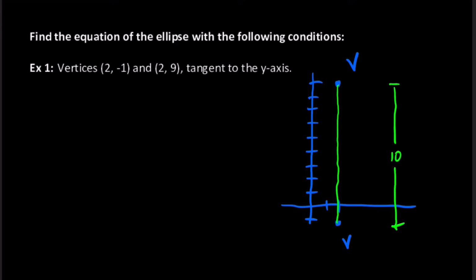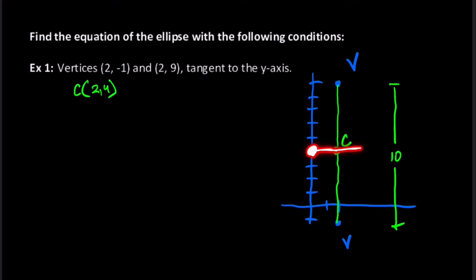So to find my center, I just need to go up 5. 1, 2, 3, 4, 5. That's going to be the center right there. So my center has coordinates 2, 4. Okay? So now, if I'm tangent to the y-axis, that means it's got to be that point right there.